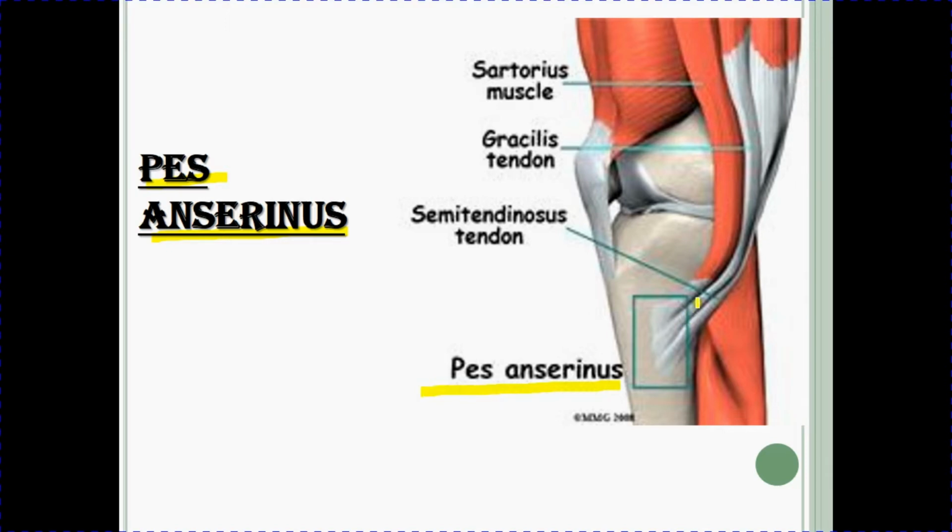Now see into the figure, this is the sartorius muscle, then you have gracilis muscle and the third is semitendinosus muscle. These three muscles are inserted on the medial surface of the shaft of the tibia and they are collectively called pes anserinus.